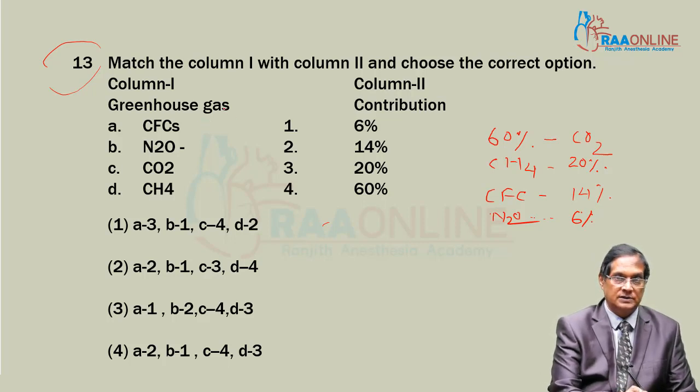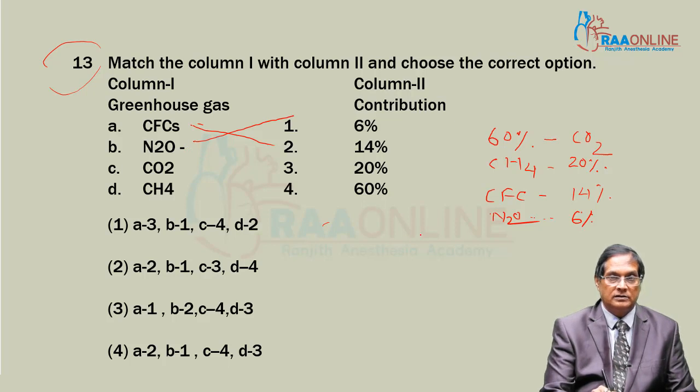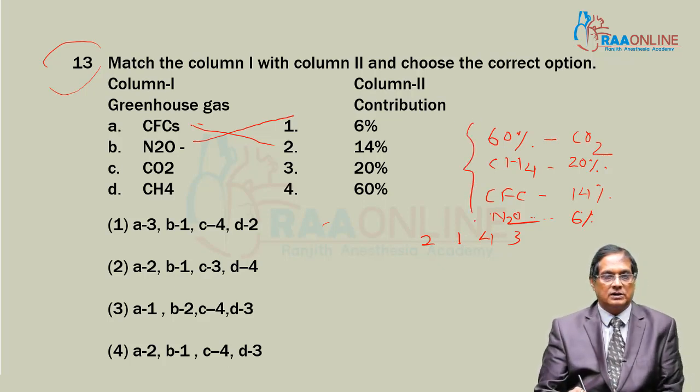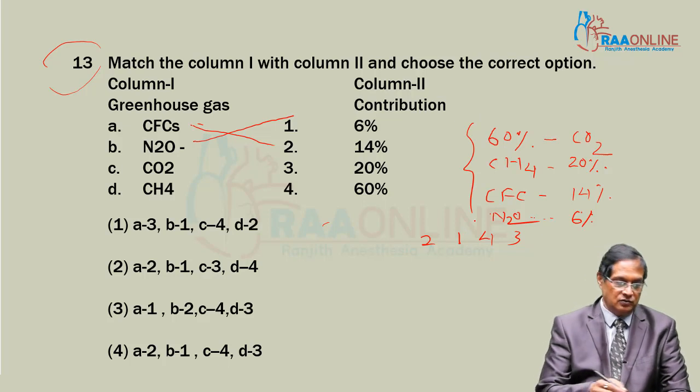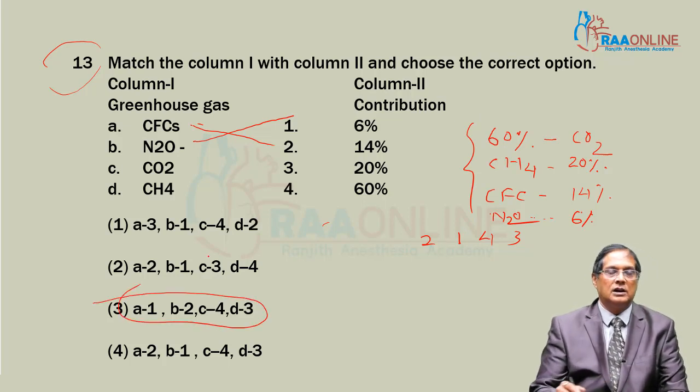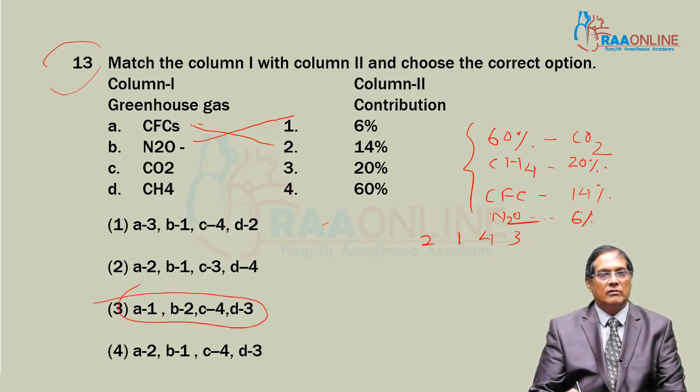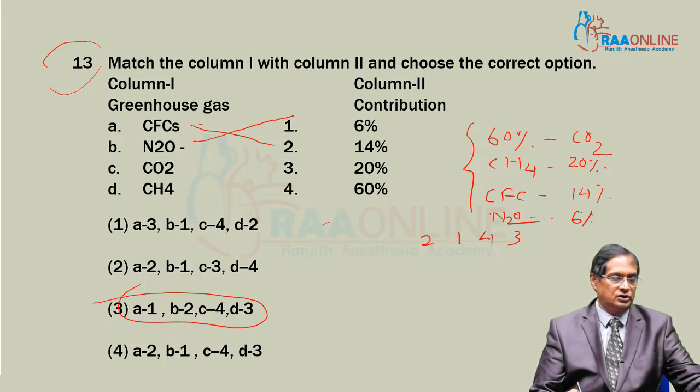So check it. CFC 14%, that is B, is correct with this one. Then N2O 6%. If you follow this data, the order is 2143. That is the third option, which is right with regard to the match.